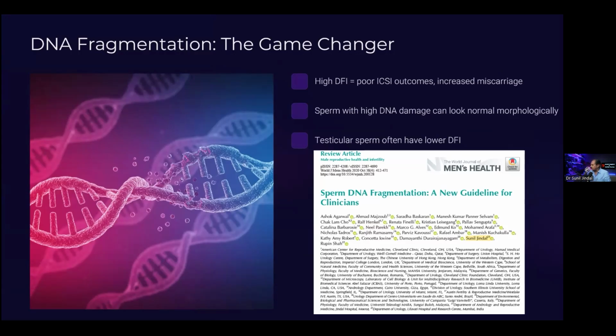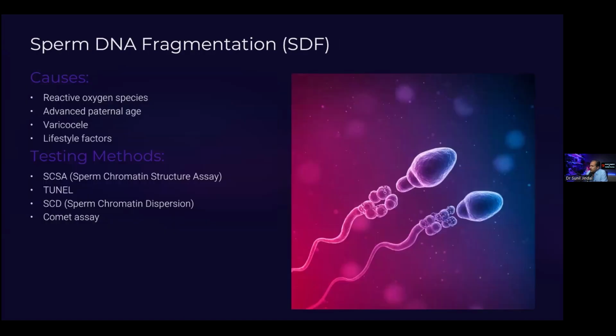Now if you ask me very honestly, a high DFI leads to poor ICSI outcomes and increased miscarriages. Sperm with high DNA damage can look normal morphologically, but there could be a high DNA fragmentation. Testicular sperms often have a lower DFI. These are three things for us to understand, because the semen count may appear to be normal, and you may feel everything is fine, but the functional capacity of these sperms is not good.